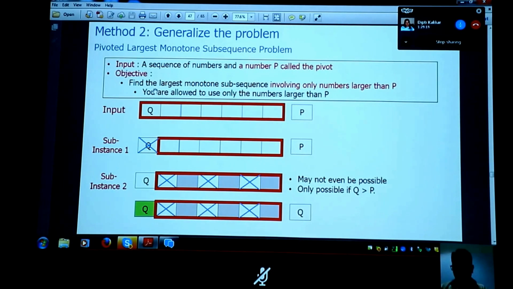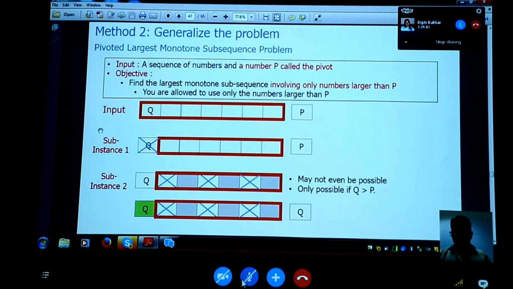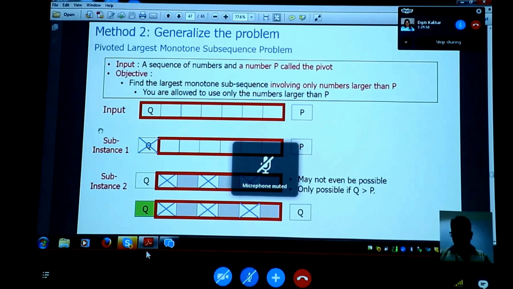The recursion will work out nicely. So you will be given the sequence, you will be given the pivot. You are not supposed to use anything that is smaller than p. Now find the largest monotone subsequence. This pivot is an extra condition that I can't use anything less than this p. So is the problem clear? It's somewhat contrived, but is it clear? Yeah. Now let's write recursion for this.